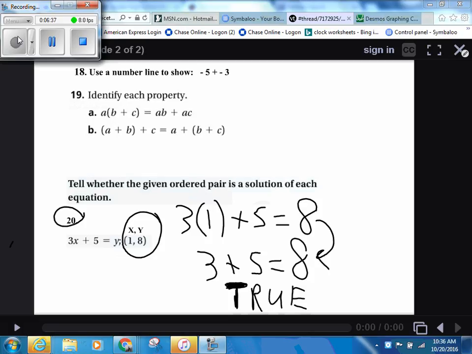And number 20, make sure that you substitute these numbers into this equation and see if you get it right. So when I substitute, I find out that 3 times 1 is 3, plus 5 equals 8. 3 plus 5 equals 8 is true, so it is a solution.